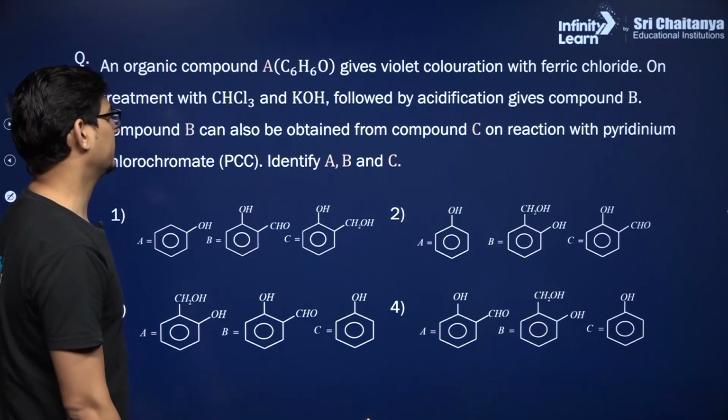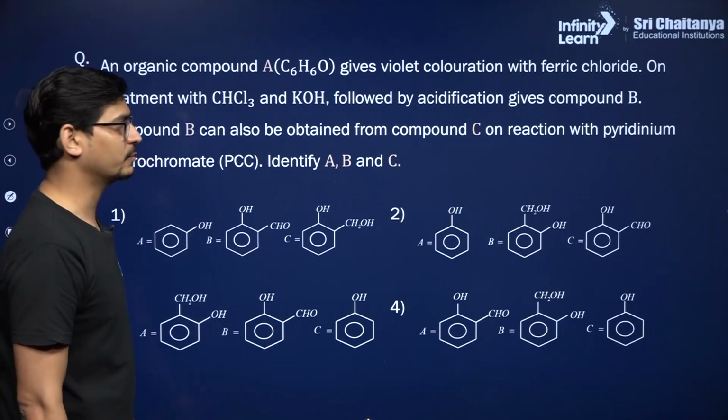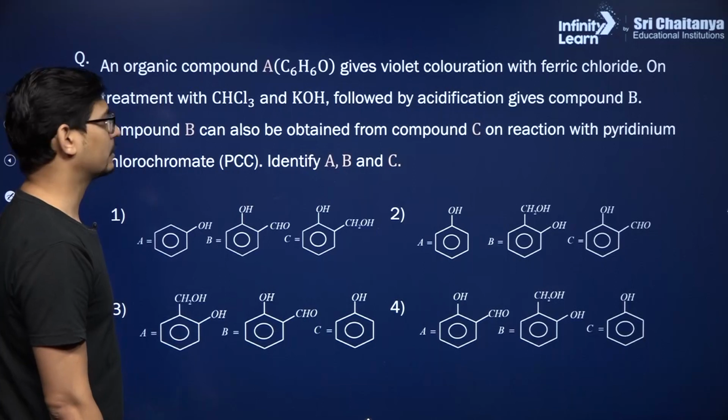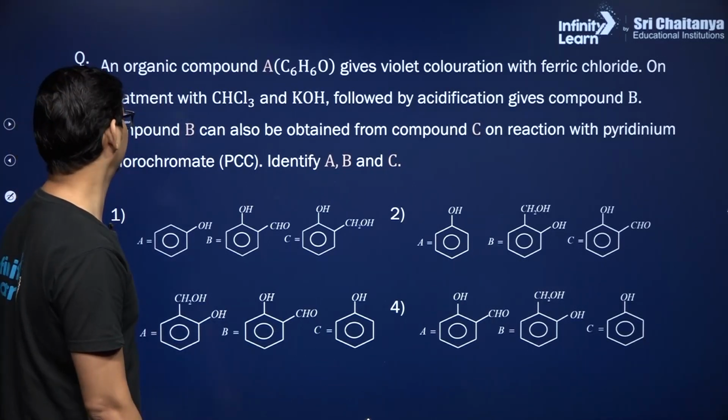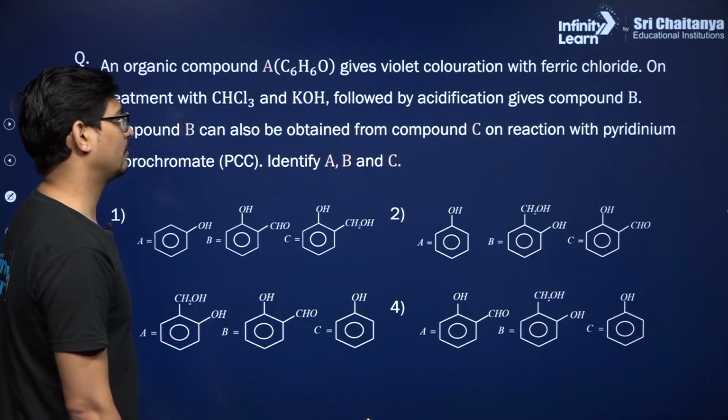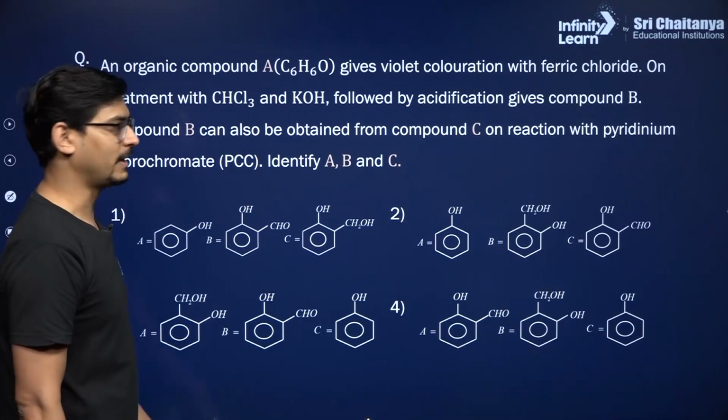An organic compound A gives violet coloration with ferric chloride. It has to be a phenol. On treatment with chloroform and KOH, Reimer-Tiemann reaction, it gives salicylaldehyde or a derivative thereof. A compound B can also be obtained from compound C on reaction with PCC, which is a mild oxidizing agent.